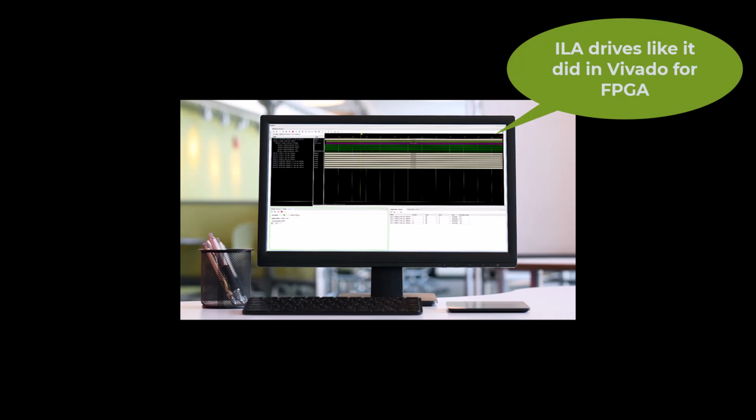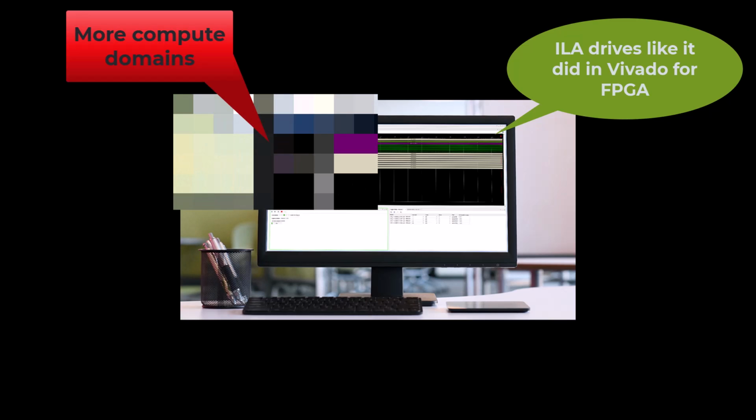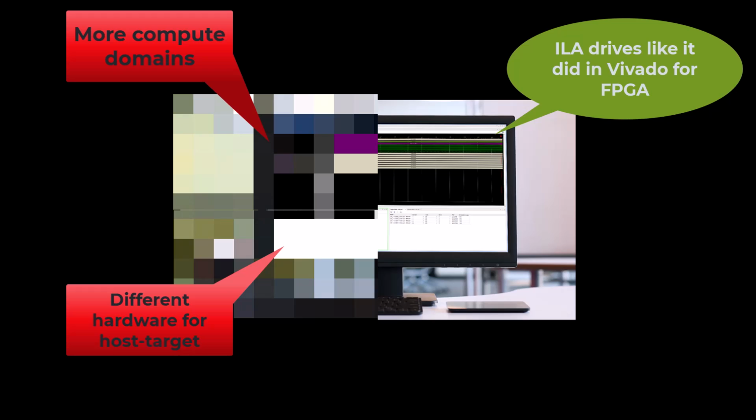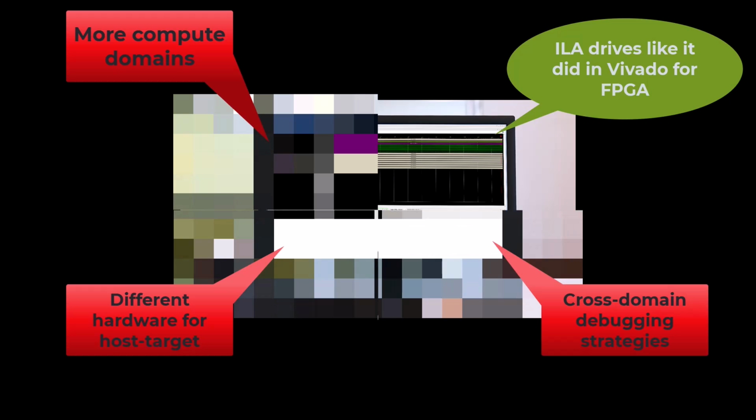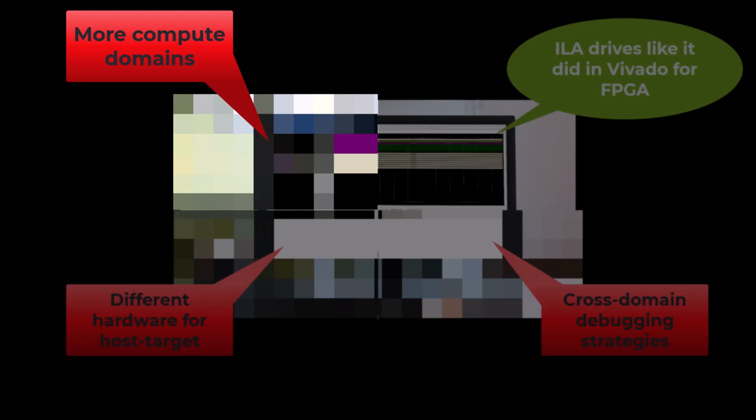Now, the point of this demo is not to show you how to use the ILA, but rather to show that the ILA in the Vitis toolflow for Versal parts drives very much like it did in Vivado for FPGA designs. There are some differences though, and that's where we're going to focus for the rest of this video. The key differences would be the number of compute domains, the different hardware for the host-target interconnection, and cross-domain debugging strategies. So let's start talking about what's new by focusing on the compute domains.